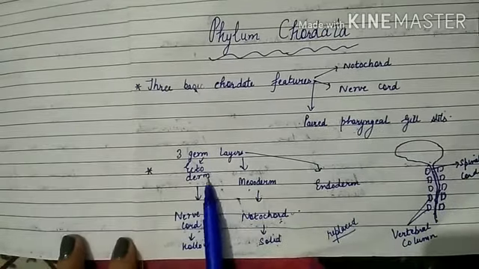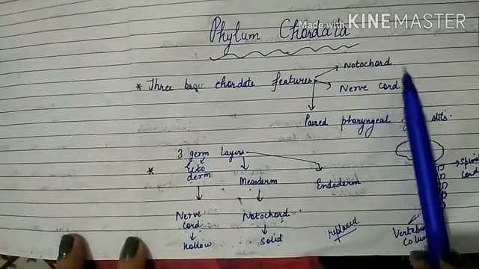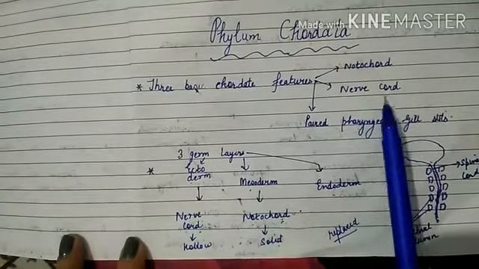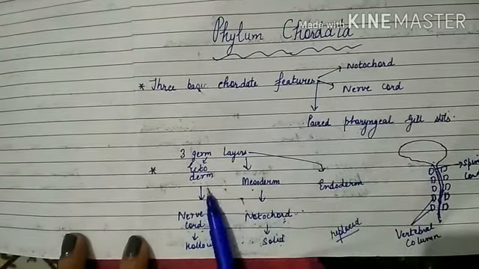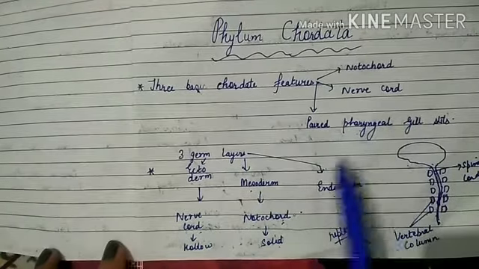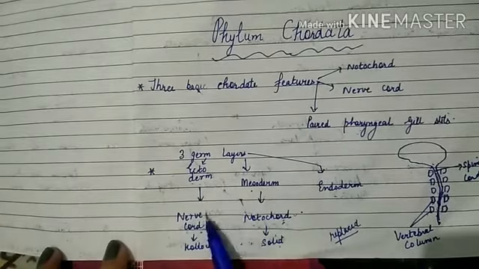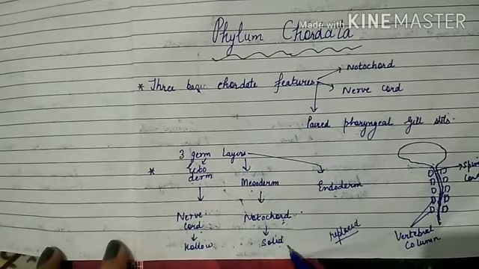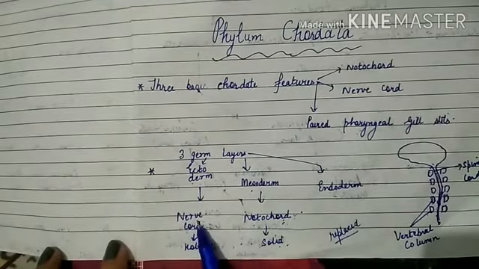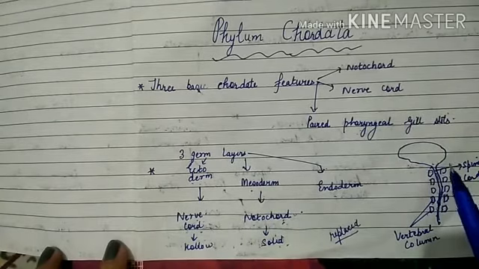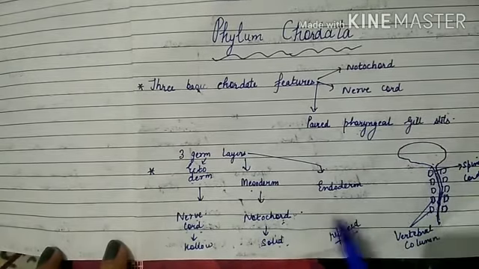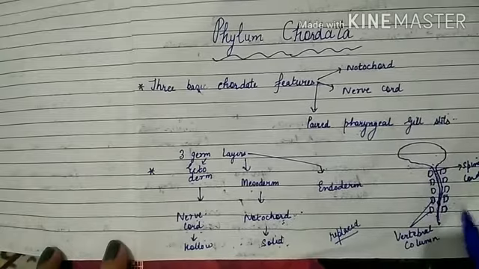So the difference between nerve cord and notochord is that the nerve cord is ectodermal in origin and the notochord is mesodermal in origin. Nerve cord is hollow in nature, notochord is solid in nature. Nerve cord gives rise to the brain and spinal cord, and notochord is replaced by the vertebral column.